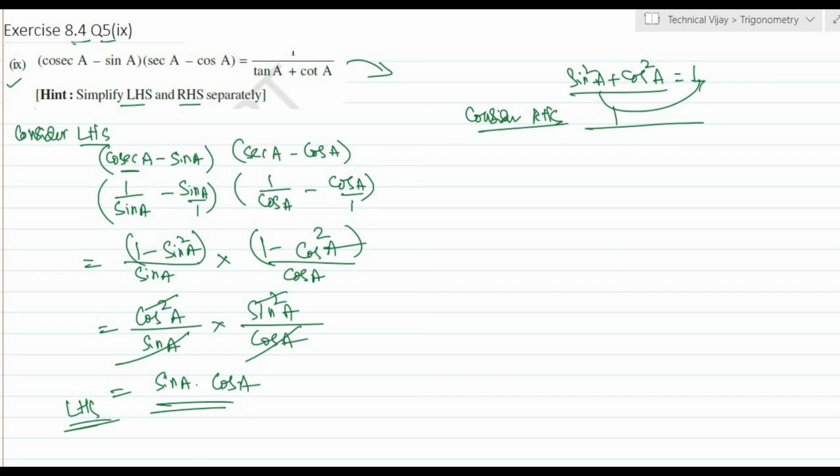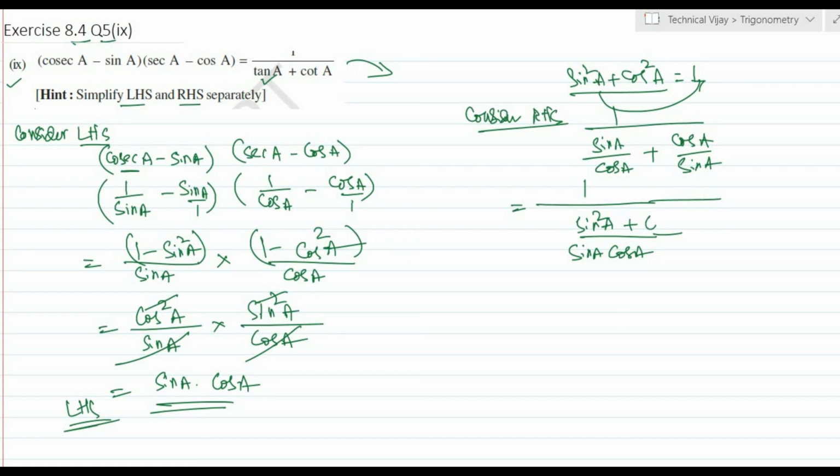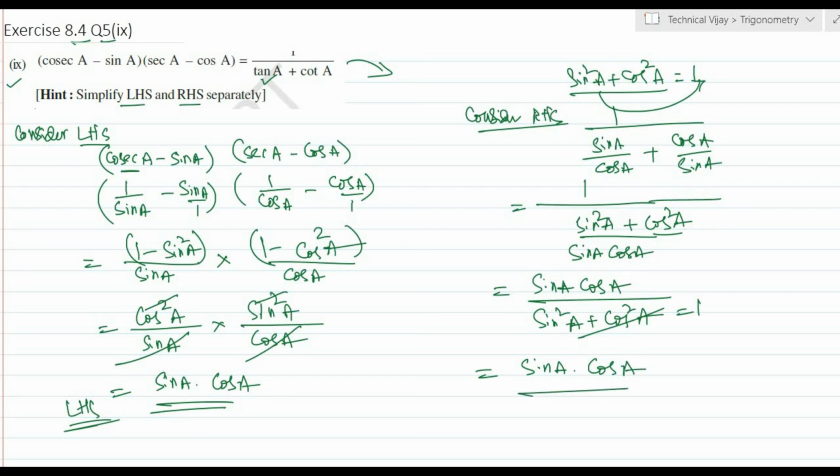1 divided by tan A plus cot A. Tan A can be written as sin A divided by cos A, plus cot A can be written as cos A divided by sin A. Here the LCM is sin A into cos A, so sin square A plus cos square A. Now we reverse this: sin A into cos A will be the numerator, divided by sin square A plus cos square A. This is equal to 1, so this is equal to sin A into cos A. This is the RHS.